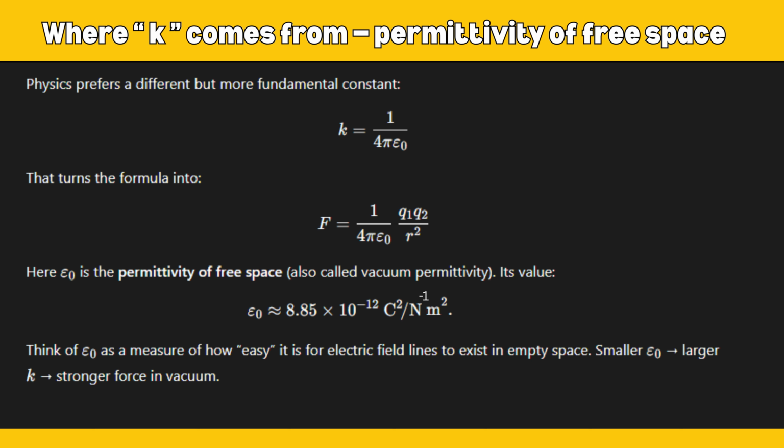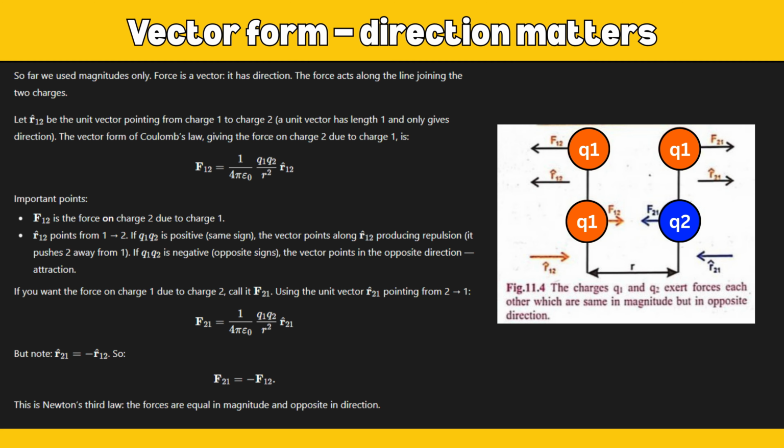Instead of writing K, physicists prefer to use the permittivity of free space, which is written as epsilon 0. The relation is K equals 1 divided by 4 pi epsilon 0. So the equation becomes F equals 1 divided by 4 pi epsilon 0 multiplied by Q1 times Q2 divided by R squared. The value of epsilon 0 is approximately 8.85 times 10 to the power minus 12 Coulomb squared per Newton meter squared. Force is not just about size, it also has a direction.